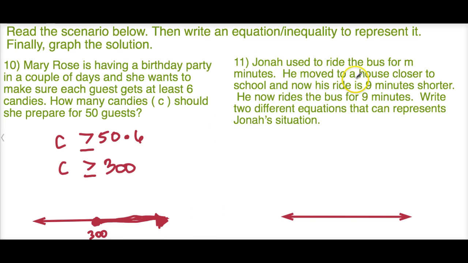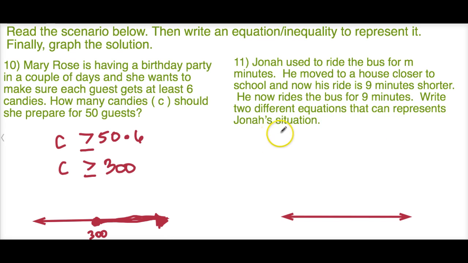Number 11, Jonah used to ride the bus for m minutes. He moved to a house closer to school, and now his ride is 9 minutes shorter. So he now rides the bus for 9 minutes. So this is not a multiple solution problem, so this is going to be an equation. It says write 2 different equations that represent Jonah's situation.